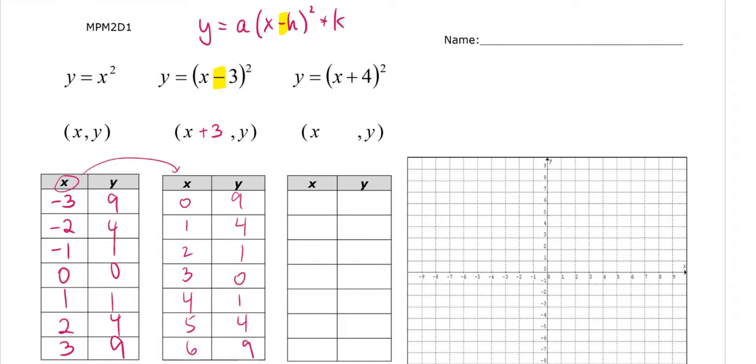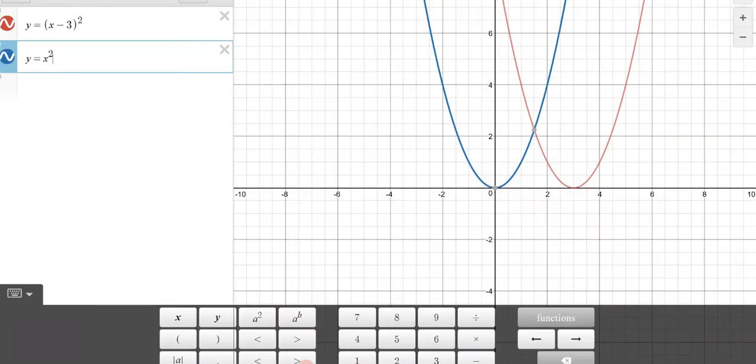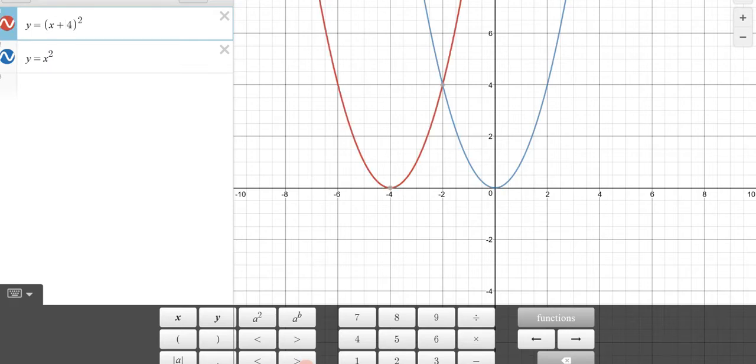So what if you looked at (x plus 4) squared? Okay, same idea. Let's plot this in the graph. So instead of minus 3, I'm going to erase that. I'm going to say plus 4. There we go. And now we see we have a graph shifted to the left 4 units from our base graph. So it's shifted to the left.